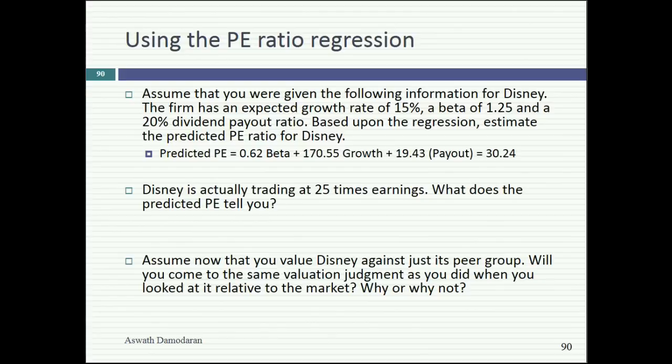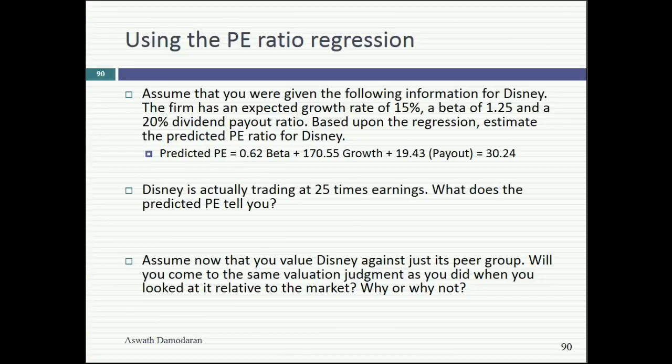So I have the numbers for my company. I have the regression for the entire US market. I plug Disney's numbers into the regression. So I put in a 15% growth rate, a beta 1.25, and a 20% payout ratio into the regression. I get a predicted PE for Disney of 30.24.